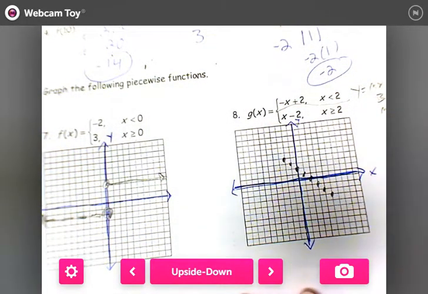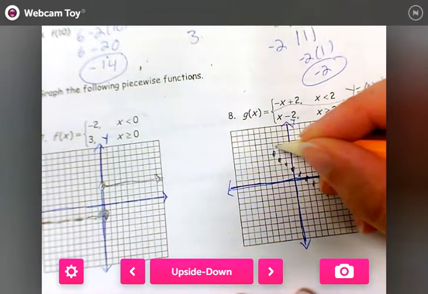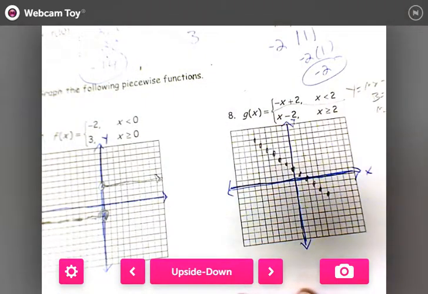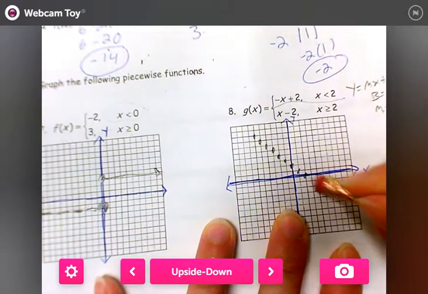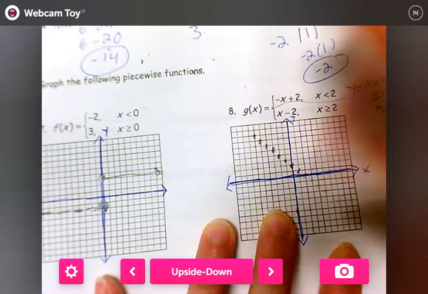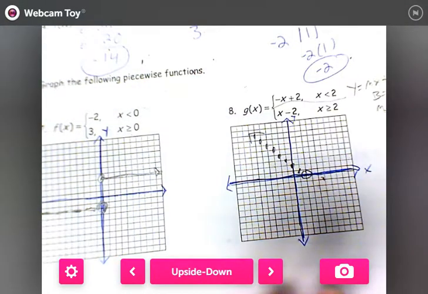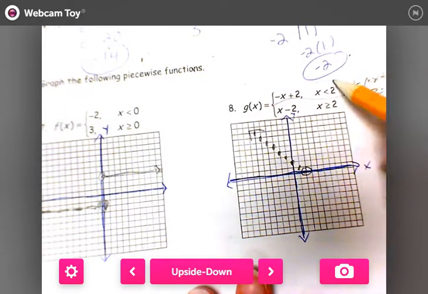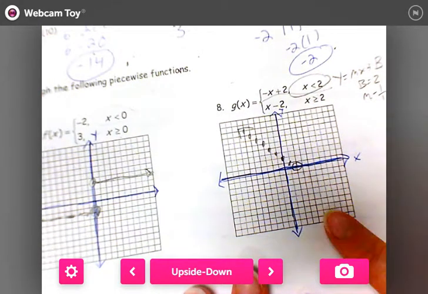Okay? Now, but it says when X is less than 2, which means I need to erase everything that's greater than 2. So I'm going to go where X is 2. I'm not going to use any of these, and I'm going to change this to an open circle. And I'm going to put an arrow at the end. Okay? So, it said when X is less than 2, so everything greater than 2, I had to erase.